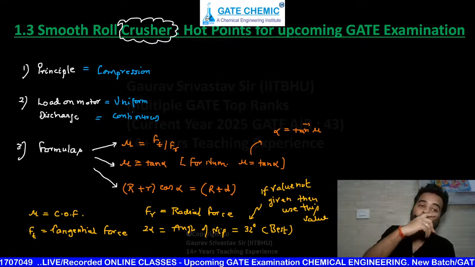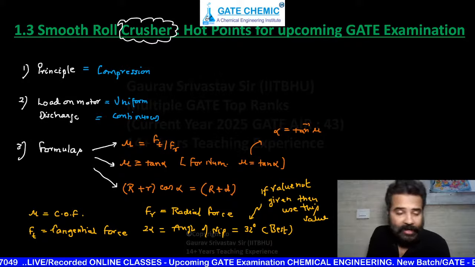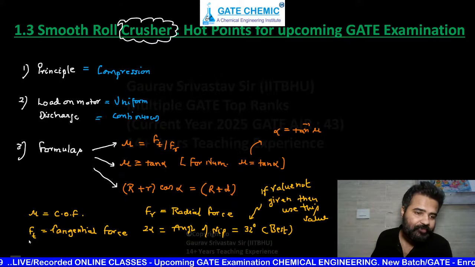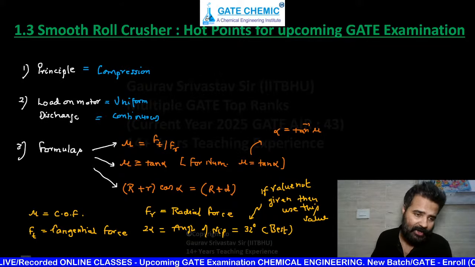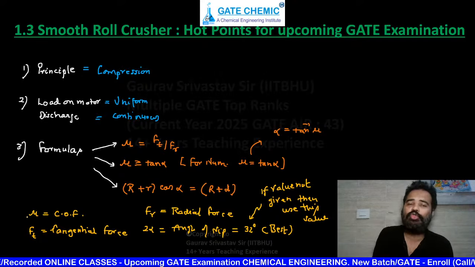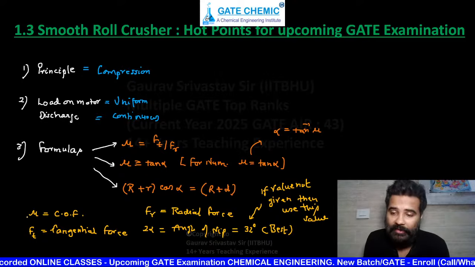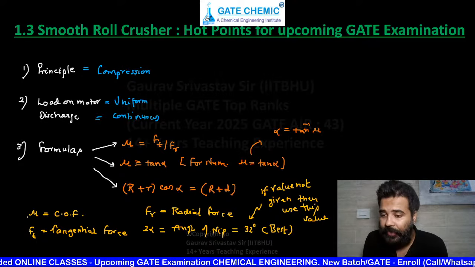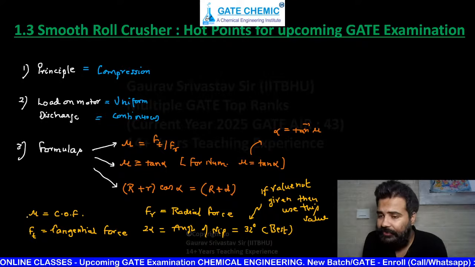Okay, but is it crystal clear to all of you? Tell me, is it clear to everyone? Can we proceed, beta? Everyone confirm, can we proceed? This is all about the smooth roll crusher. Now I will show you numericals. So if this is clear, let's move ahead. Nothing special here.